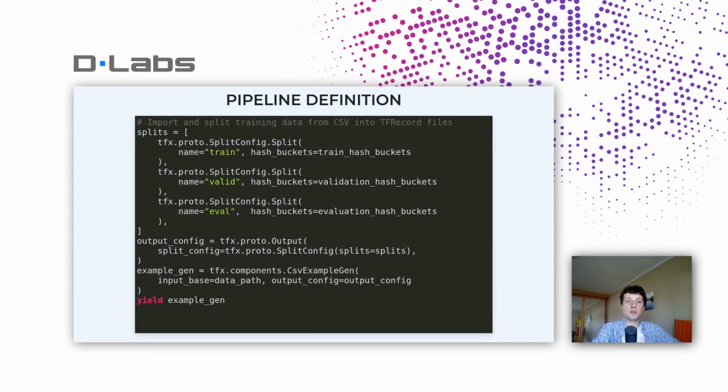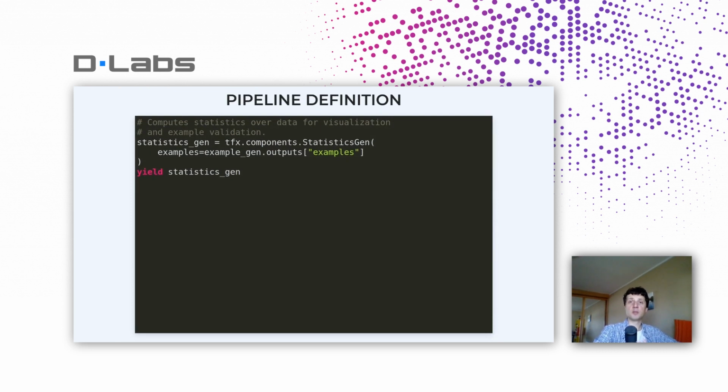So let's start by defining our first component. The first component is going to be CSV example gen. This is the component that ingests a CSV file and produces examples. We can provide an additional configuration that will tell it to split the data already into different splits. Here we are configuring train, validation and evaluation splits with different proportions. And TFX is going to take care itself of deciding which example goes to which split and of generating the output files with multiple splits.